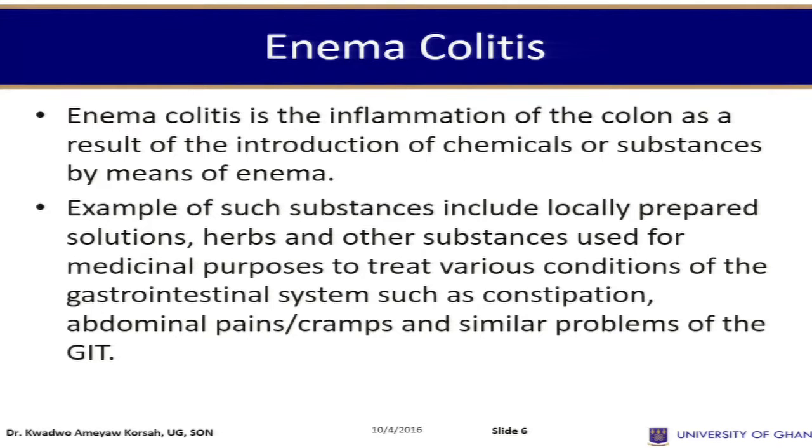And enema colitis is the inflammation of the colon as a result of the introduction of chemicals or substances by means of enema. The examples of such substances include locally prepared solutions, herbs, and other substances used for medicinal purposes to treat various conditions of the gastrointestinal system, such as constipation, abdominal pain, cramps, and similar problems of the GIT.